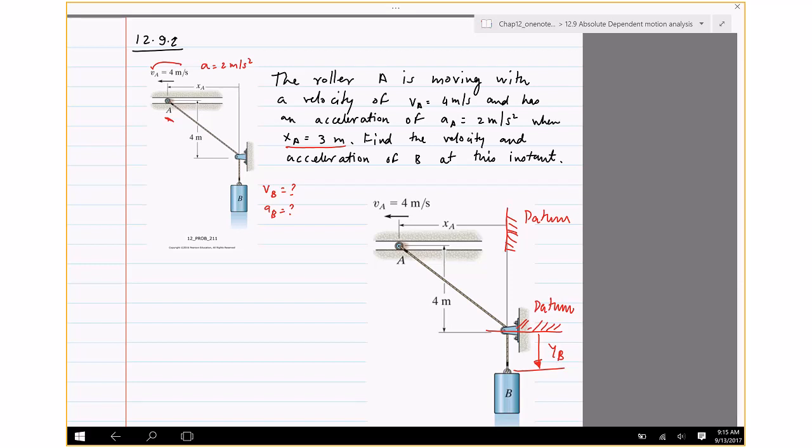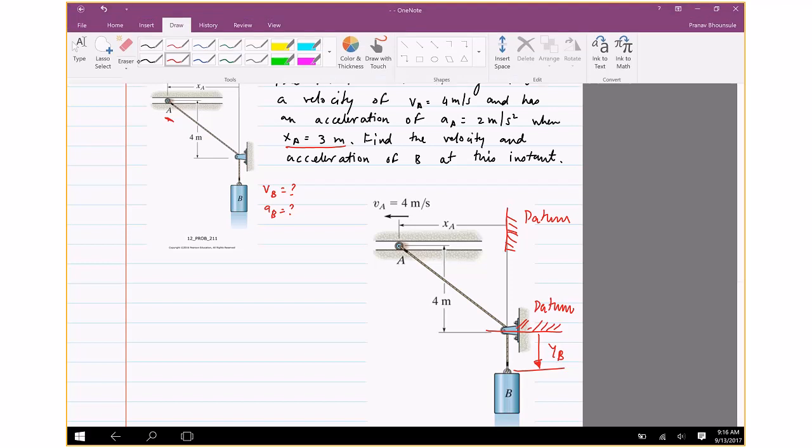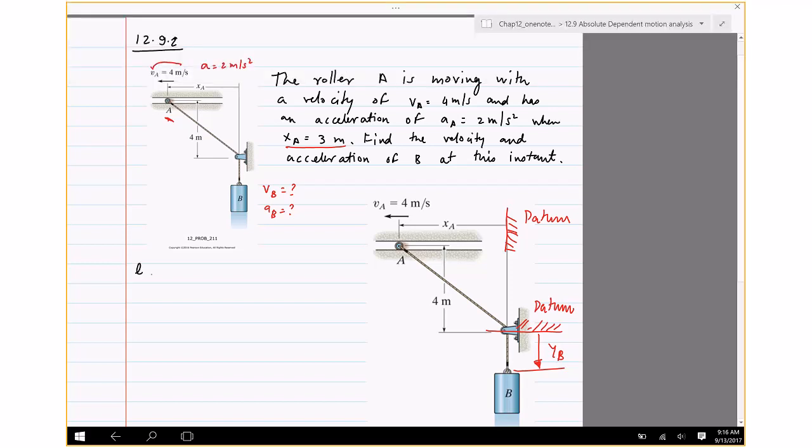Okay, so the other thing to note is that there's only one single string. So most likely when you solve this, you'll have a single expression for the length which you'll differentiate once to find the velocity, and then you can differentiate again to find the acceleration. So let's try to relate the length of the string passing over the pulley, sorry, not over the pulley, but connecting A to B.